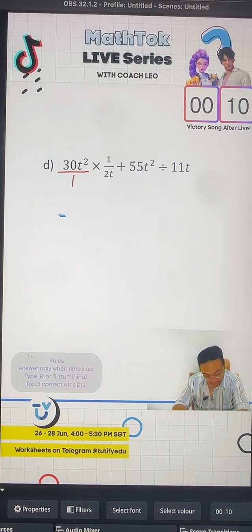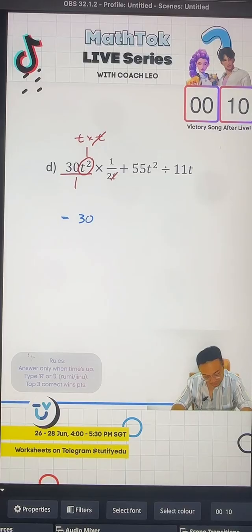So what is the meaning of t squared? T to the power of 2 means t times t. So what we can do is divide by t and divide by t. One t is gone, but you still have another t remaining. And therefore, you will have 30t over here. Plus, okay, this divided by this. Students, I recommend that whenever you see a divide, you just convert it into a fraction.